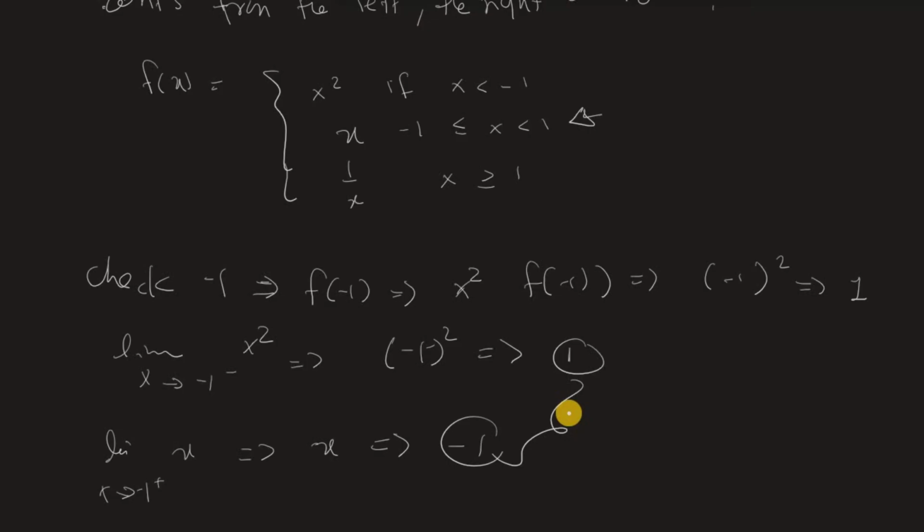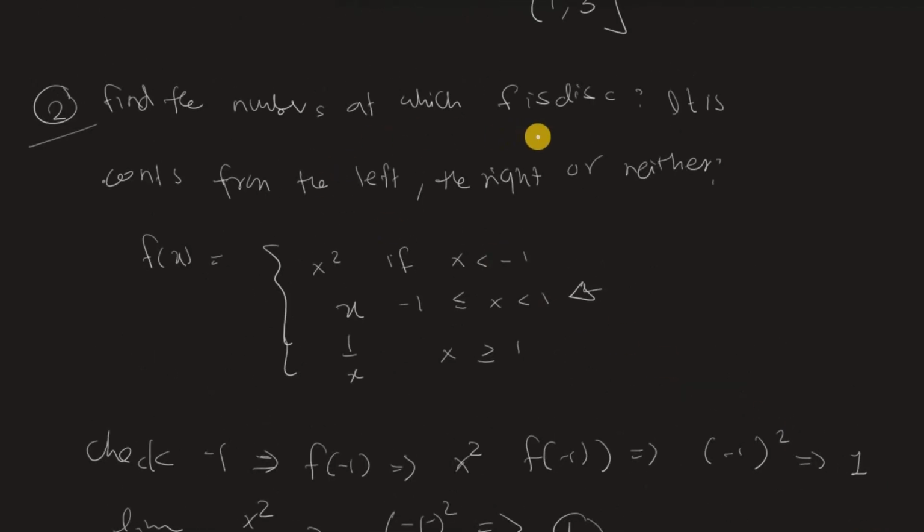So -1 is not equal to 1, and since the limit doesn't exist, there's no point in matching it to f of a. So here we can conclude, therefore, the function is discontinuous at x equals -1. Okay, so we figured out the number at which the function is discontinuous, right?